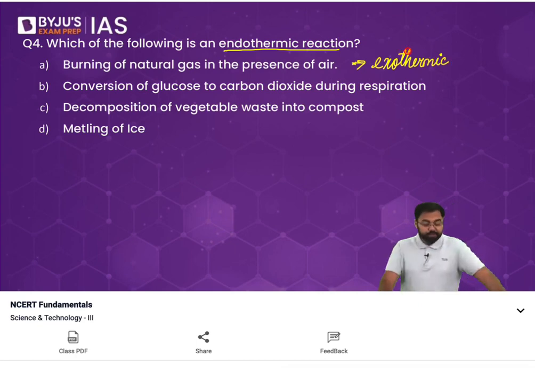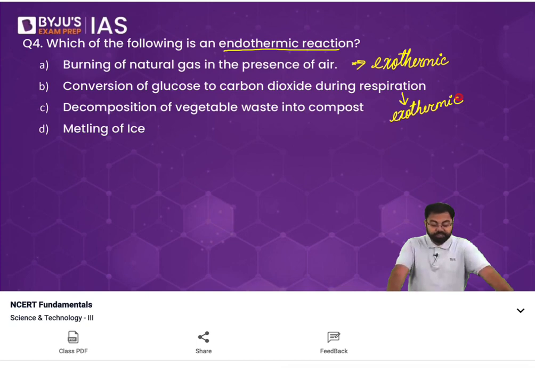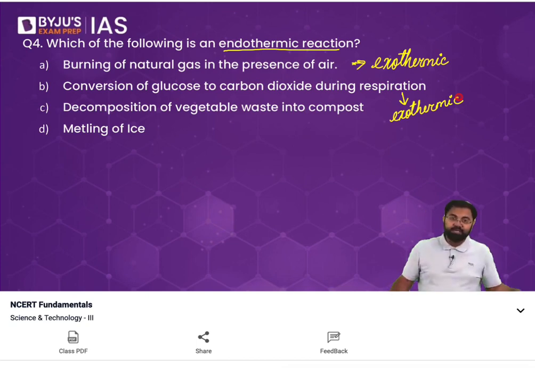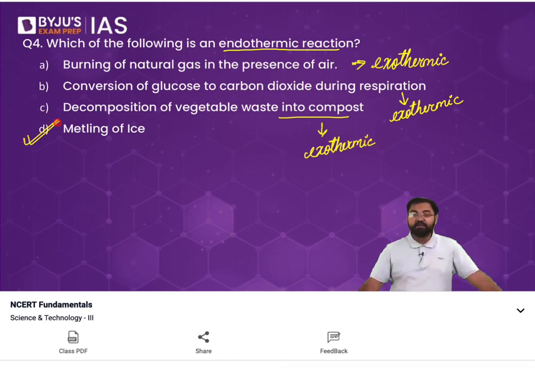Then conversion of glucose to carbon dioxide during respiration. Now, in case of respiration, also heat is actually released. Energy is released out. So this also will be called as exothermic. Then decomposition of vegetable waste into compost. Now, in this case, also the energy actually is released outside. So even this will be called as exothermic. This will also become exothermic. So we are left with anyway just one option, that is melting of ice.